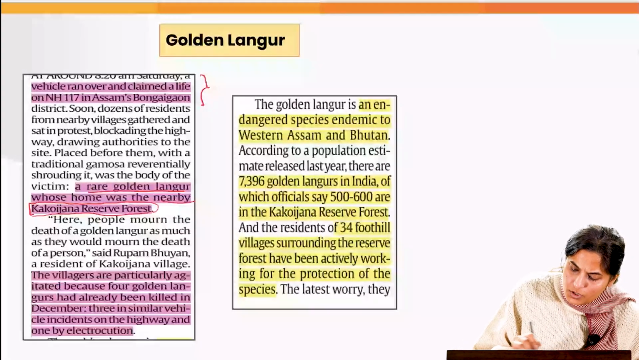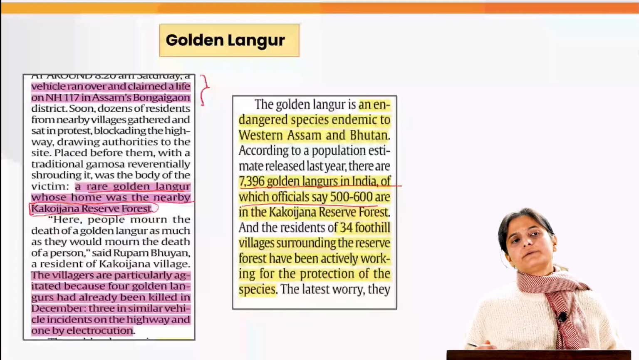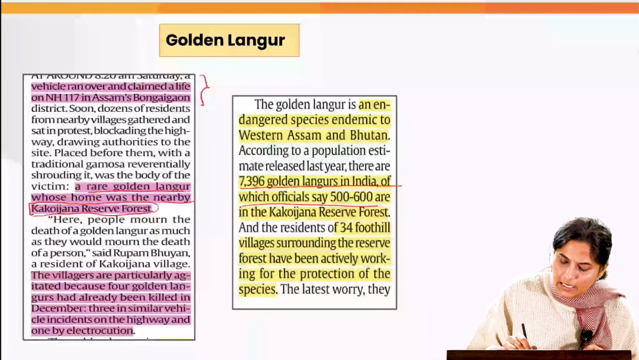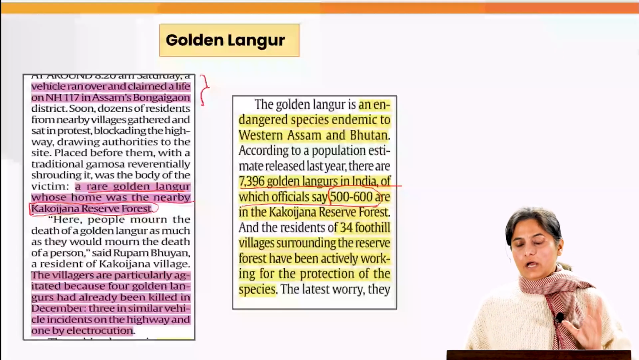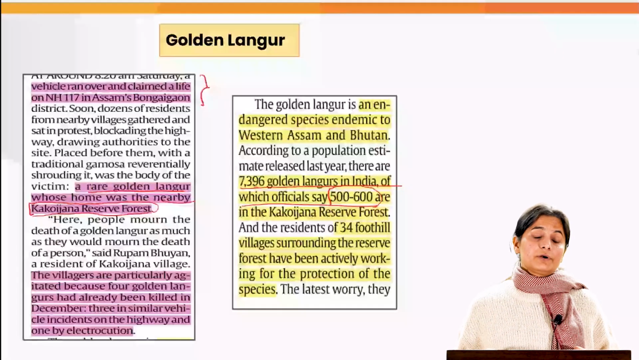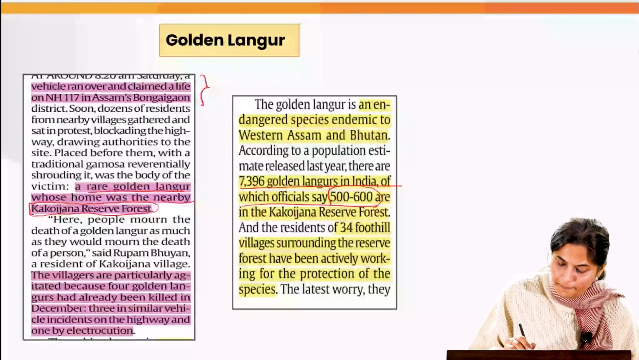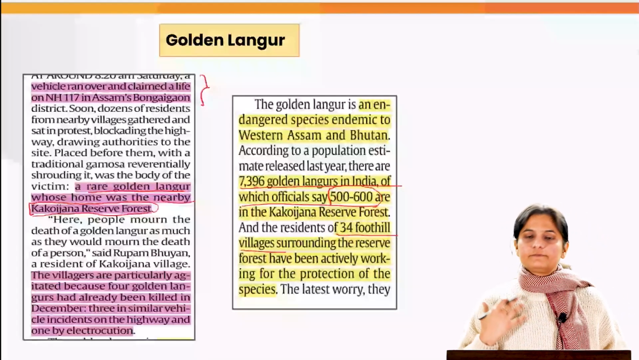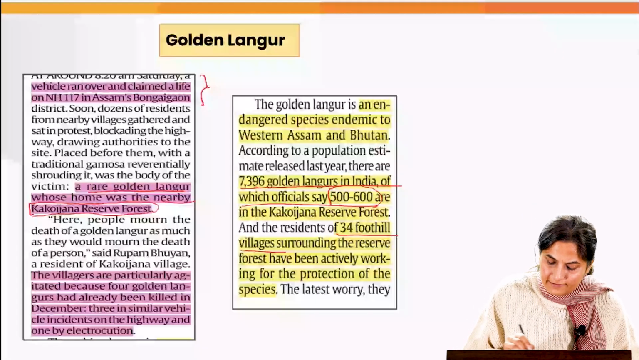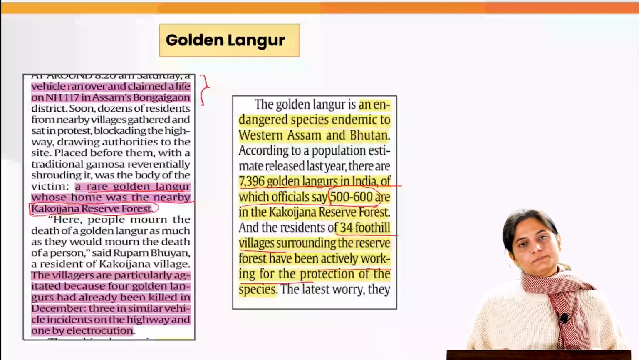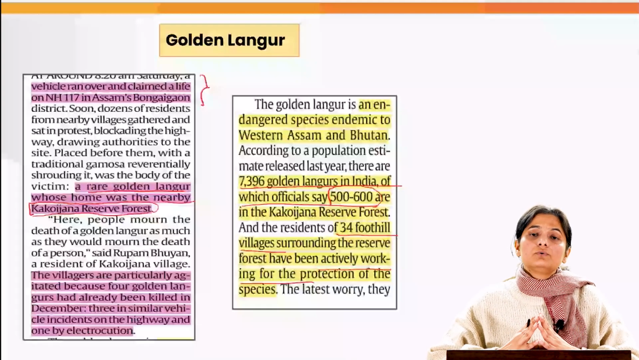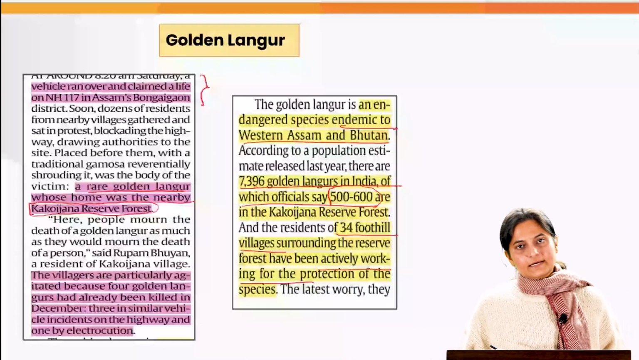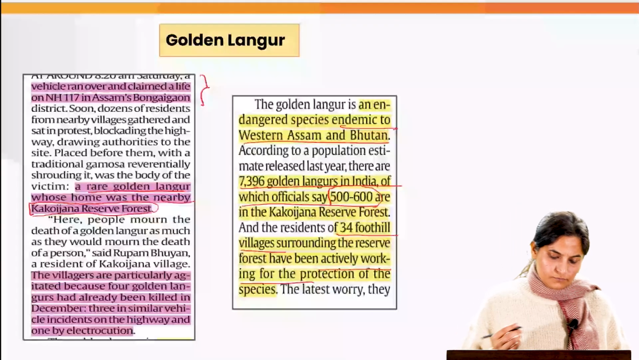And if we talk about the status of golden langurs in India, we would find around 7,900 to 8,000 of them in India. And in this forest reserve, Kakoijana Forest Reserve, we have 500 to 600 golden langurs. Around 34 foothill villages surrounding that reserve have come ahead, and they are actively working for the protection of the species, because they attach value to these species, like I said. And it is endemic to Assam, Western Assam particularly, and Bhutan.